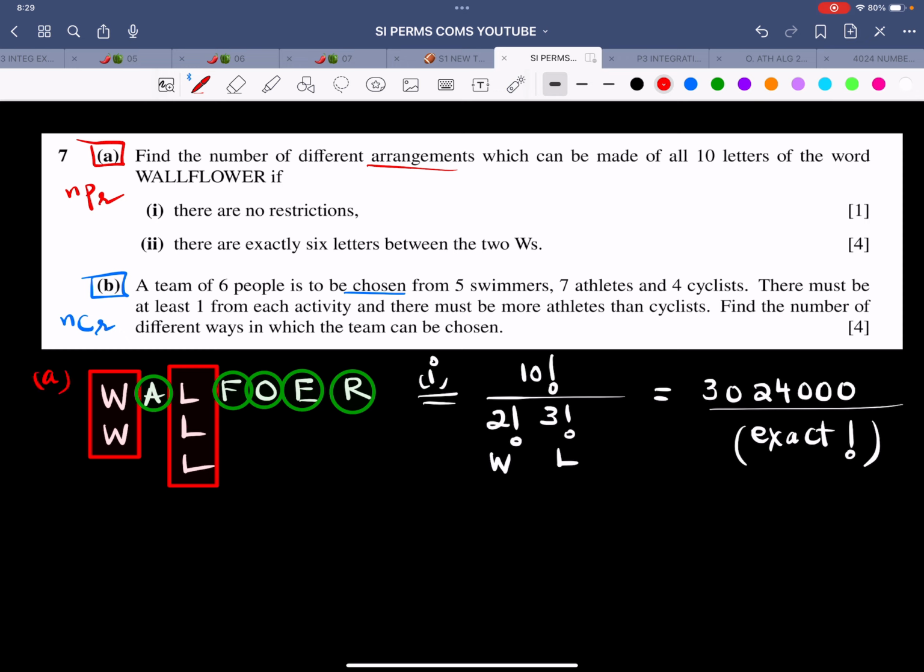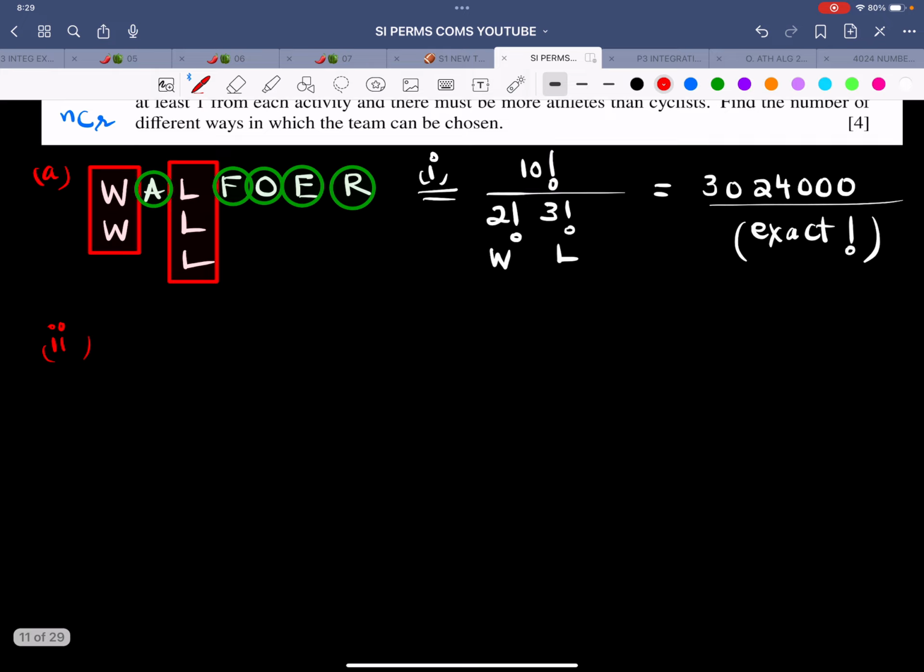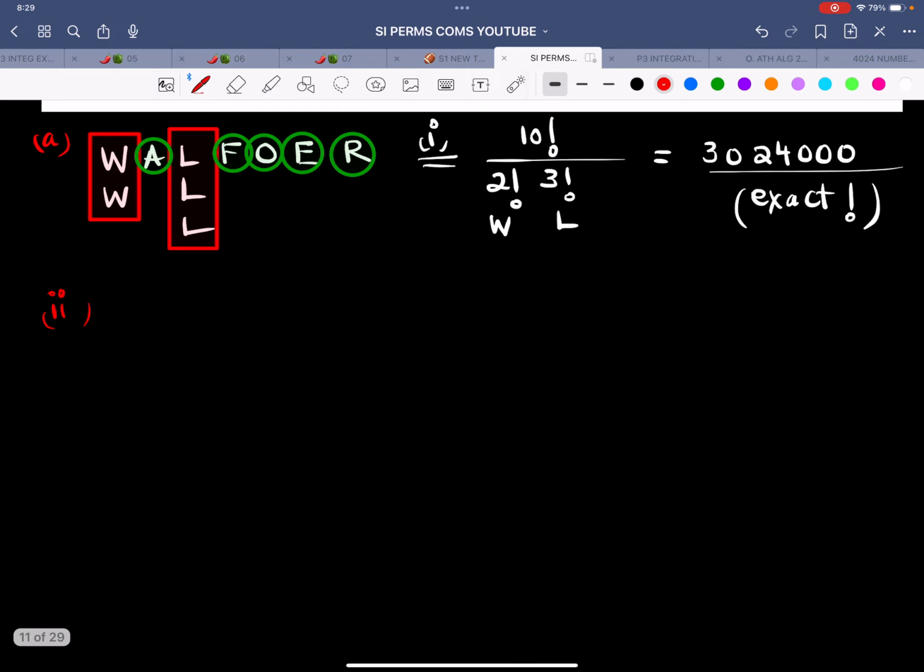The second part. Now it says there are exactly 6 letters between the two W's. Now we have to do something creative. We have to draw a diagram. So the first thing is that, let me change into the pen, that we have to draw a diagram. And let me draw 10 circles.